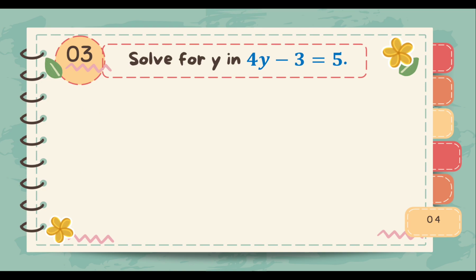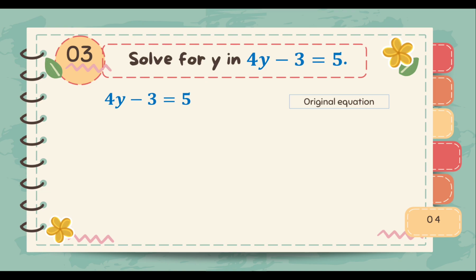Now, we have this equation. 4 times y minus 3 is equal to 5. So on one side of the equation, multiplication is involved as well as subtraction. Again, we write the original equation.